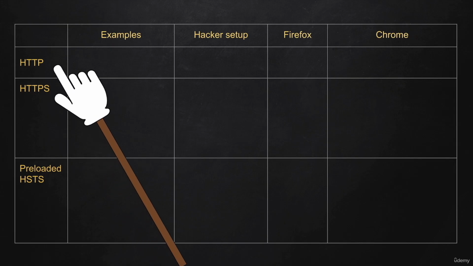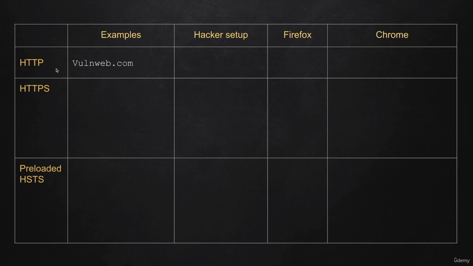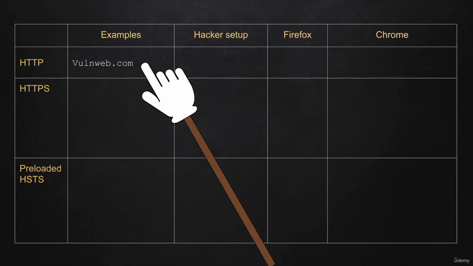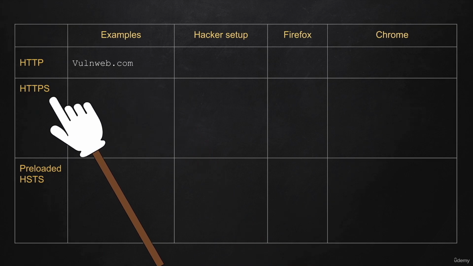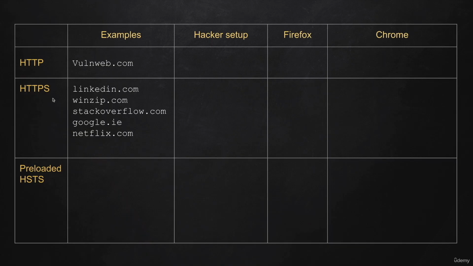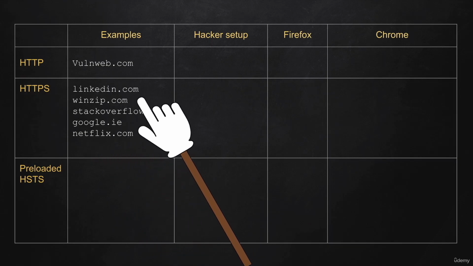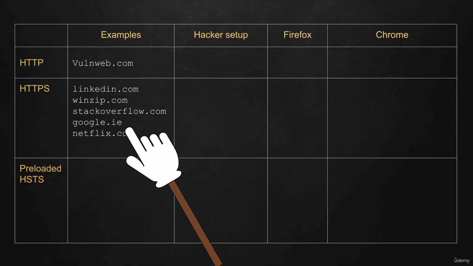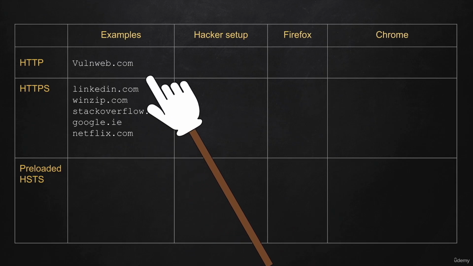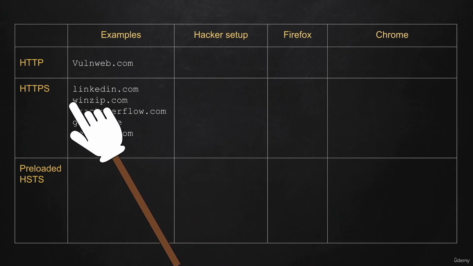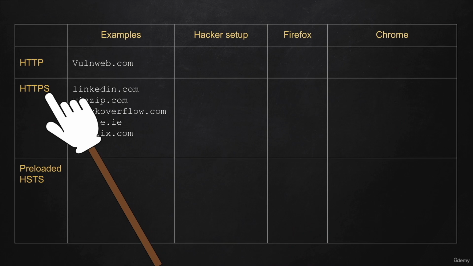So first of all, we spoke about HTTP websites, and an example of this would be a website that doesn't use HTTPS, just loads over plain HTTP, similar to vulnweb.com. Then we spoke about HTTPS websites, and this would cover most websites on the internet. So examples would be linkedin.com, WinZip, Stack Overflow, Google, the local Google, so not google.com, but google.ie or .co.uk or .in, any local Google domain, and netflix.com. Now the list here could go on for very long because, like I said, most websites use HTTPS.